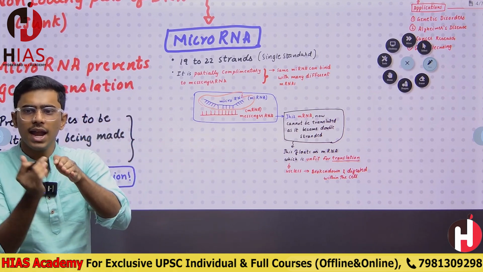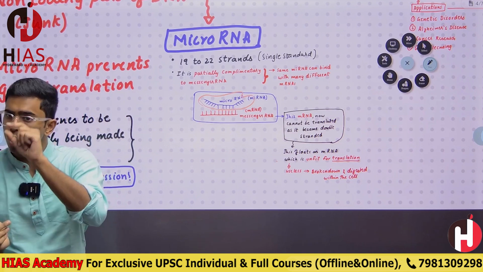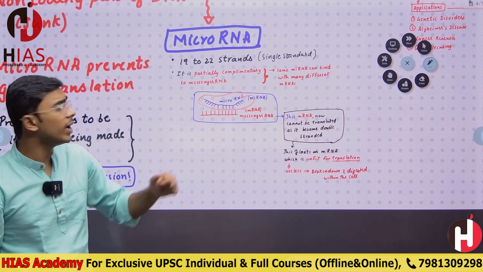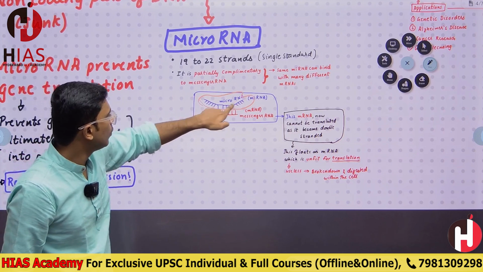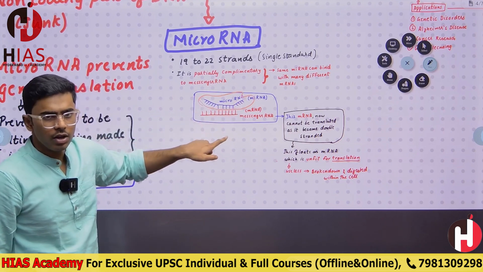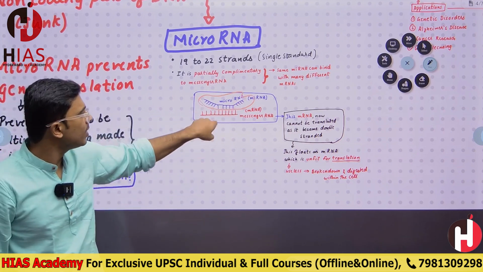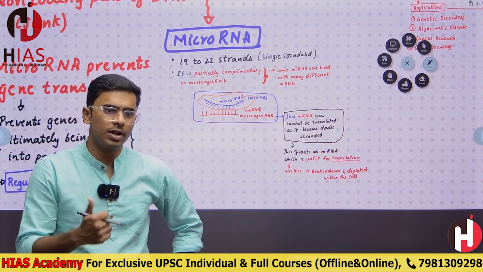MicroRNA doesn't sync with mRNA at all the places. MicroRNA only syncs at a particular place. That's why I called it partially complementary. So it works something like this. Now, what happens if I complement messenger RNA? What happens if I complement it?